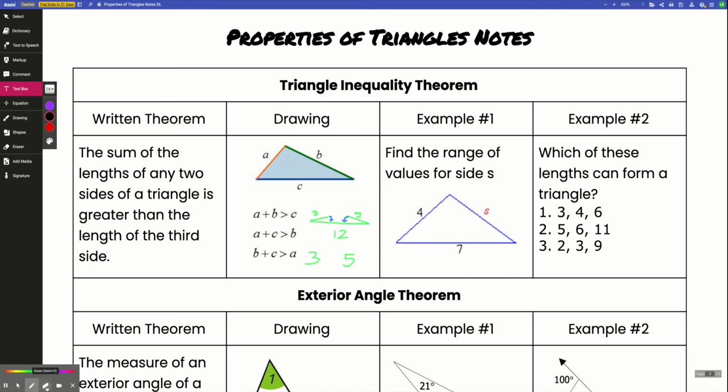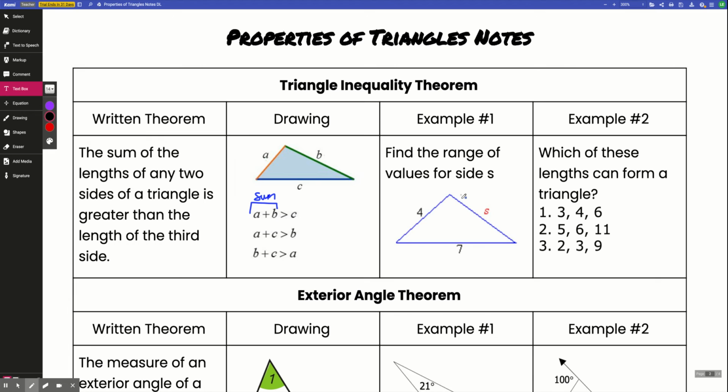So the theorem itself says that the sum of the lengths of any two sides has to be greater than the length of the third. Really, the best way to go about checking this is to check the two shortest sides against the longest side. Here you have all of these inequalities, but that's essentially just translating the written theorem into math language. I'm adding two sides and checking to see if it's greater than the third.